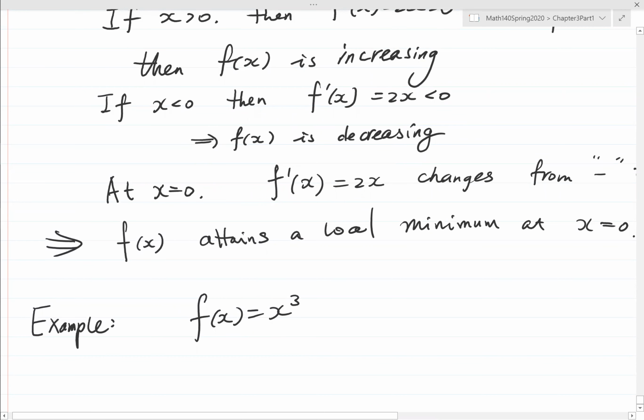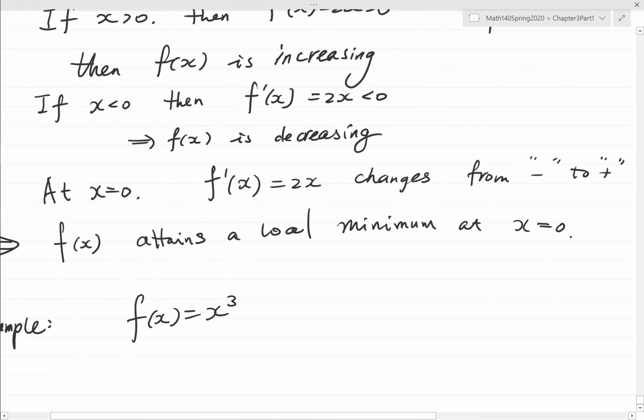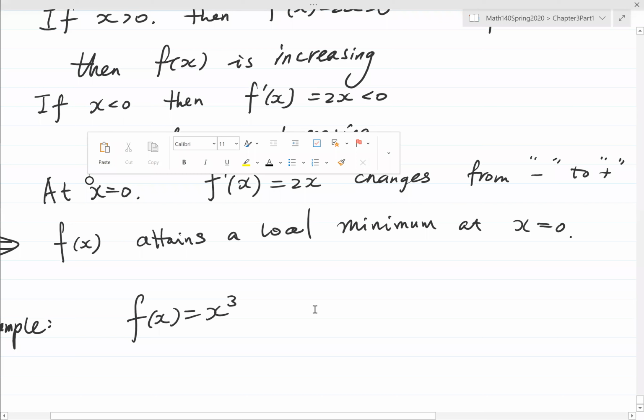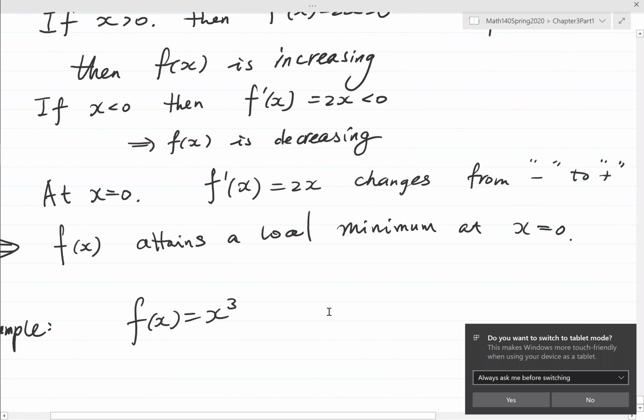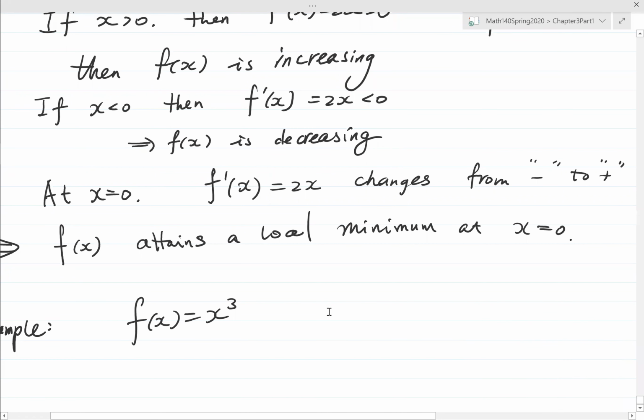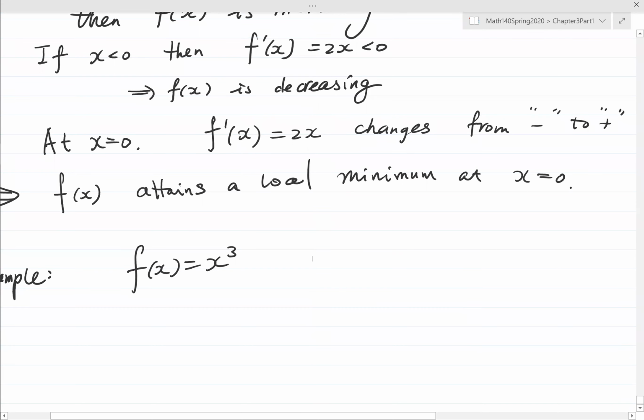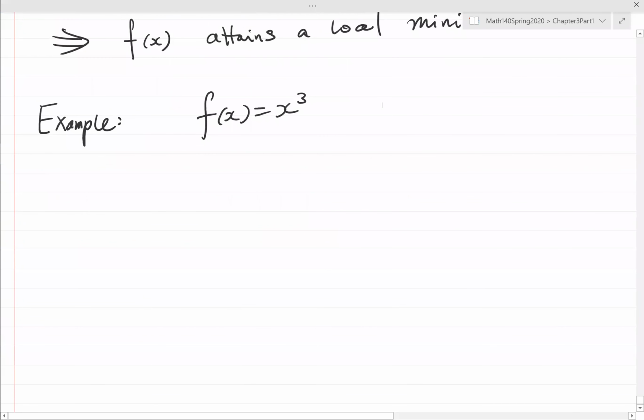We gave several examples of applications of the increasing/decreasing test, showing how to find local max and local min. We already gave examples of the first two cases, and now let's see the third case, when f(x) is x cubed. Let's plot the graph of x cubed. If you plot it, it looks like this.